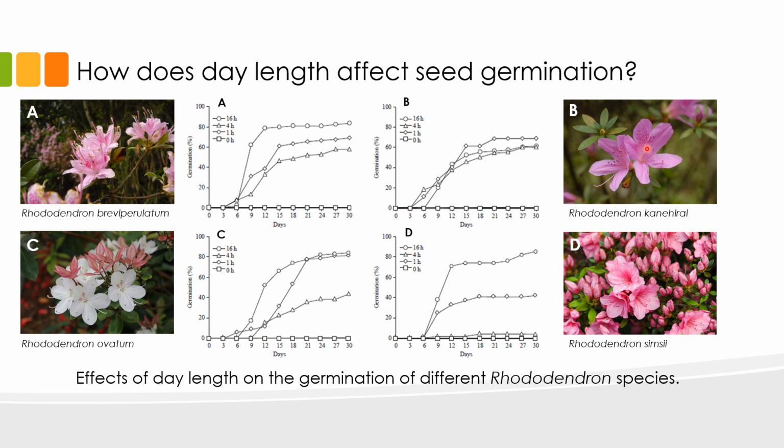Rhododendron kanehirae also germinated well after exposure to 16 hours of light, as indicated by the graph with the circles. It's the line right here. But its germination was even better when exposed to only an hour of light, as indicated by the line with the diamond. So that is this line over here. Now, these variable responses of the different species of rhododendron is controlled by the genetic makeup of each species.